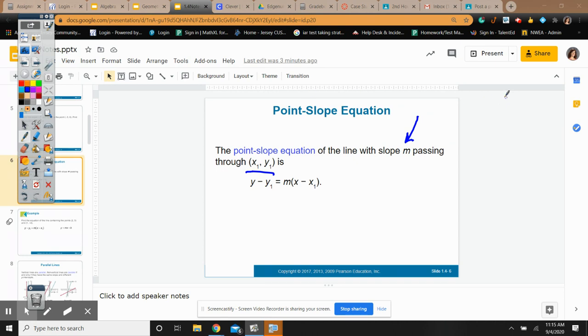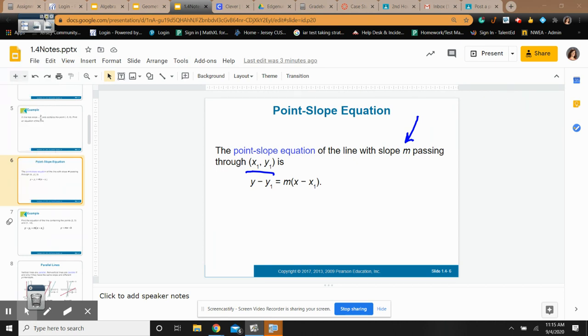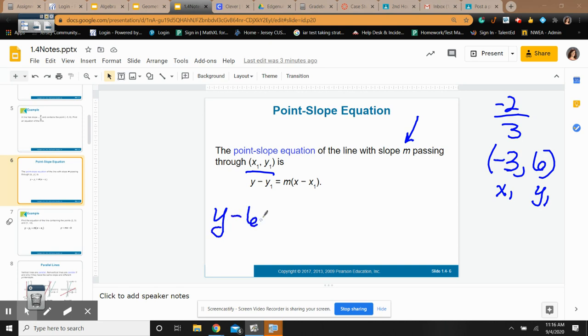We knew the slope was, what was it, -2/3, and we knew the point was (-3, 6). So what you can do with this equation is plug this in for x1 and y1, and you'll get y minus 6 equals -2/3 x minus a negative 3, which will be a plus 3. Some of you might say that doesn't look anything like the problem we just did.